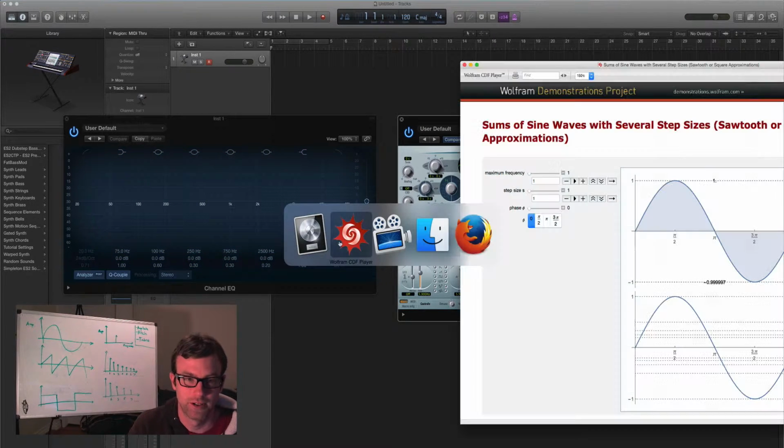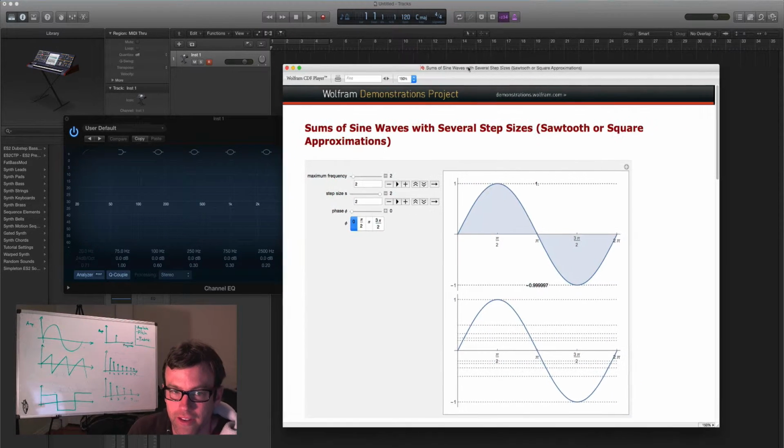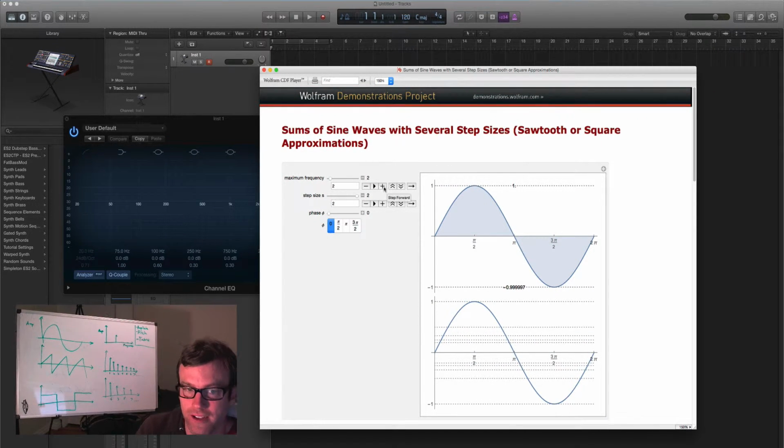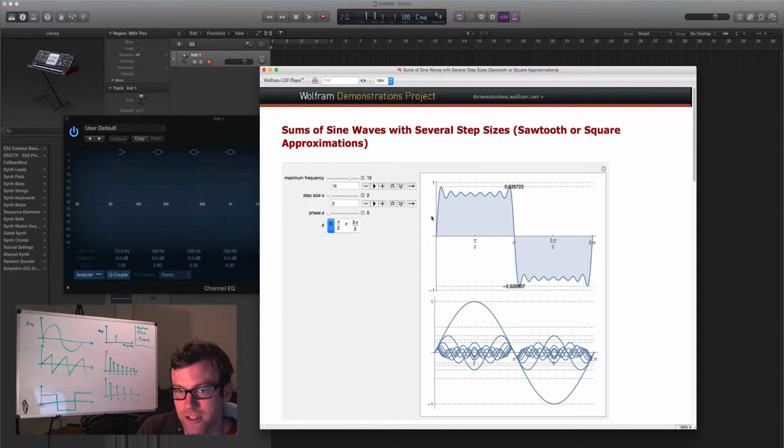Going back to our visualization, if we were to add in the first harmonic, but then skip the second and add the third, and now skip the fourth, add the fifth, skip the sixth, add the seventh, and so on, we start to see something that approaches a square wave. So it turns out that a square wave can be created by this exponential decay of odd harmonics.